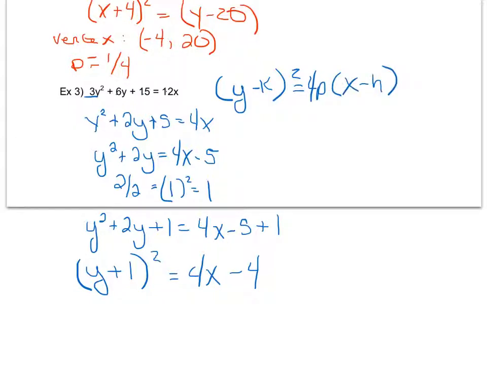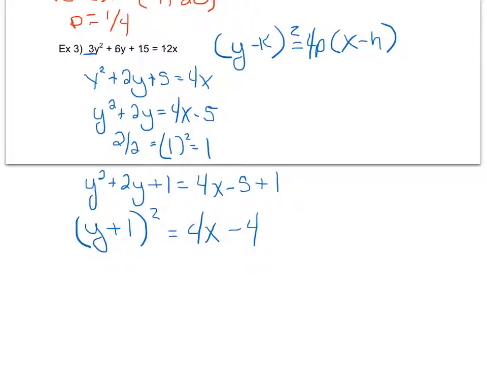Well, before I list my vertex and my p, I noticed that this form has x having a coefficient of 1. My form does not have x having a coefficient of 1. So whether this term is divisible by 4 or not, which in this case it is, but even if it wasn't, I would have to factor that out. So if I look at how that's going to be done, I'm going to have y plus 1, this side's fine, equals 4 times x minus 1.